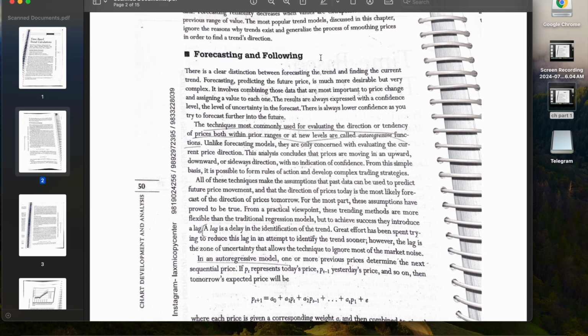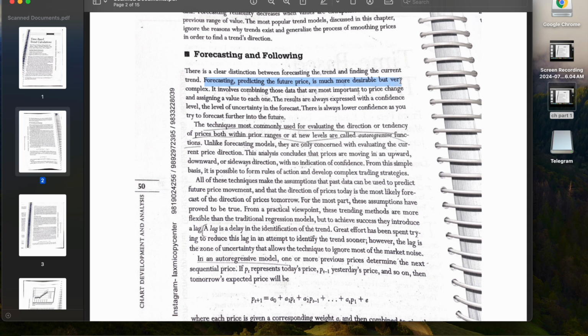What is forecasting and following? When I talk about following, we are basically referring to following the trend. Whatever the trend is in the market, that is what you need to be following. And forecasting is basically predicting what might happen in the future, having an idea about what would be the direction of the particular instrument. So forecasting means predicting the future price.